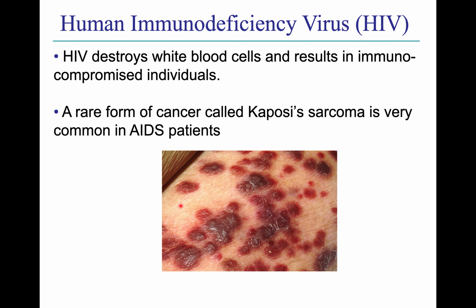Next on the list, we have HIV, and I do want to say up front, right, HIV does not directly cause cancer, but because it's an immunosuppressive virus, right, it destroys white blood cells and leaves people immunocompromised if they progress into AIDS, it will open them up to other virus-induced cancers. So probably the most common with HIV is this Kaposi sarcoma, which is a very rare skin cancer. You can see pictured here, but it was very common in AIDS patients.